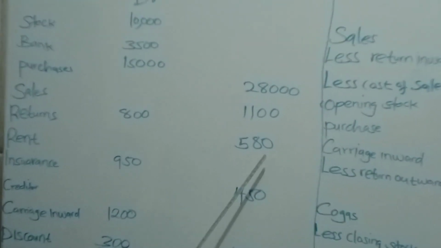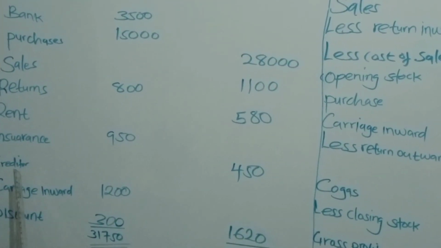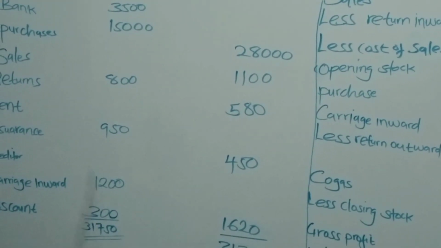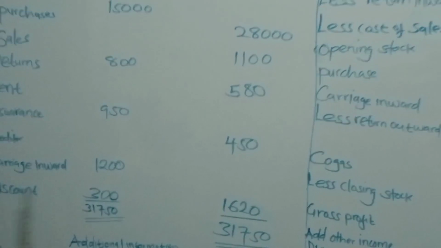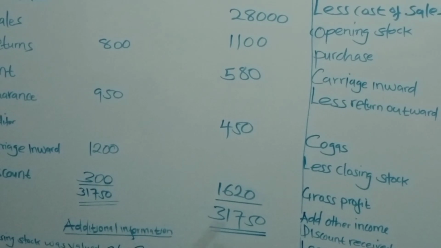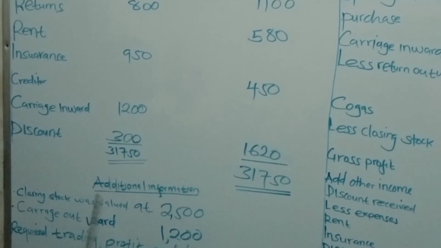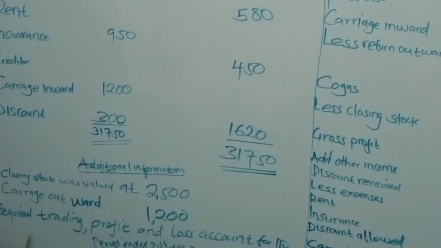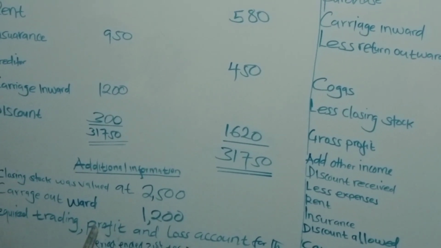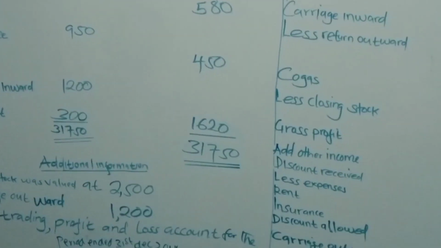We have rent 580 on the credit, insurance 950 on the debit. You have the creditor 450 on the credit, carriage inward 1,200 on the debit. We have discount 300, then 1,620. Total amount 31,750, 31,750. Additional information: closing stock was valued at 2,500, carriage outward 1,200. Required: trading profit and loss account for the period ended 31st December 2014.